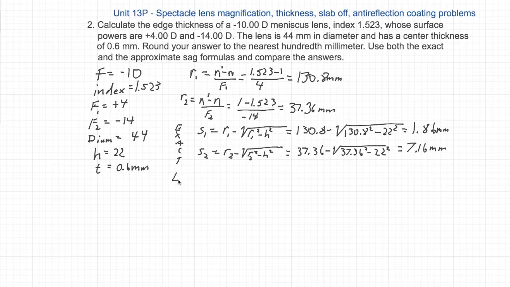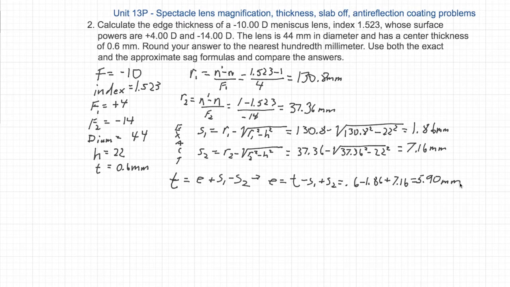Now the formula for a negative meniscus lens, a concave meniscus lens, the center thickness equals the edge thickness plus S1 minus S2. So if we rearrange the furniture, we get E equals T minus S1 plus S2. We're solving for the edge thickness. We plug in our numbers, and we find that the edge thickness using the exact sag formulas equals 5.90 millimeters.